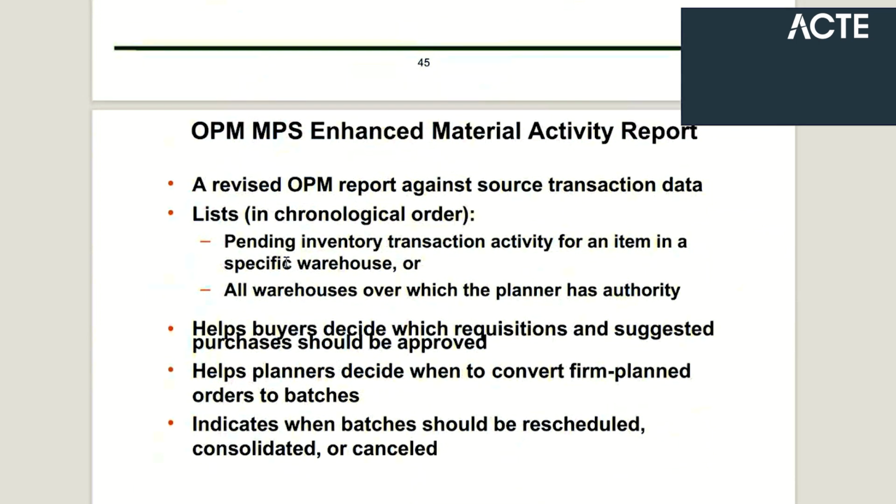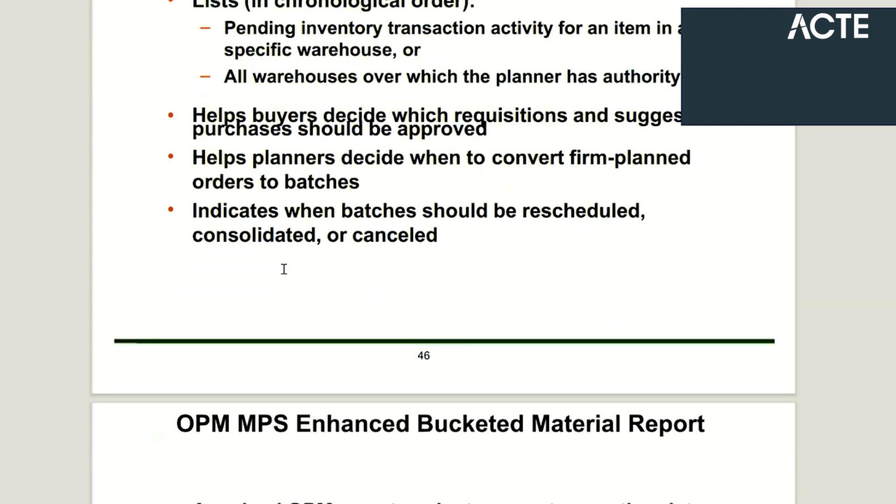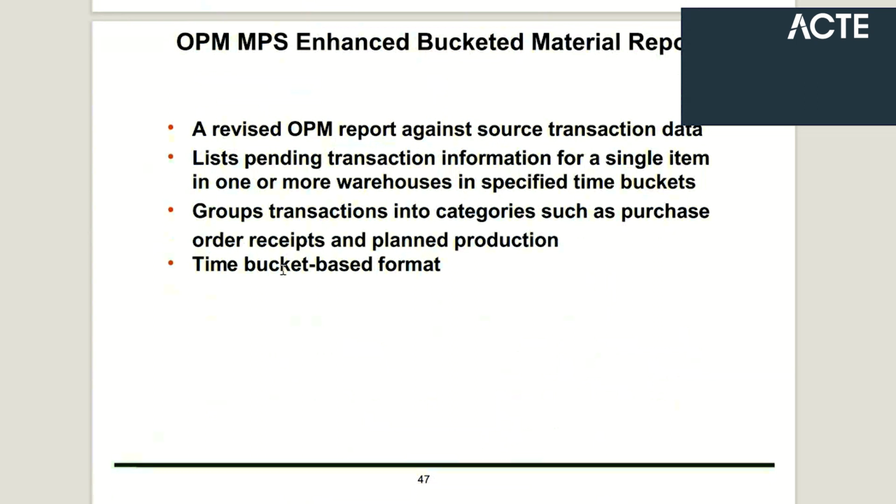So now OPM MPS Enhanced Material Activity Report, a revised OPM report which we need to create, shows pending inventory transaction activity for an item in a specific warehouse, all warehouses over which the planner has authority. It helps the buyer decide which requisitions and suggested purchases should be approved. It helps planners decide when to convert from planned orders to batches, and indicates the batches to be rescheduled, consolidated, or, if you couldn't deliver, cancelled. So these things we have to write.